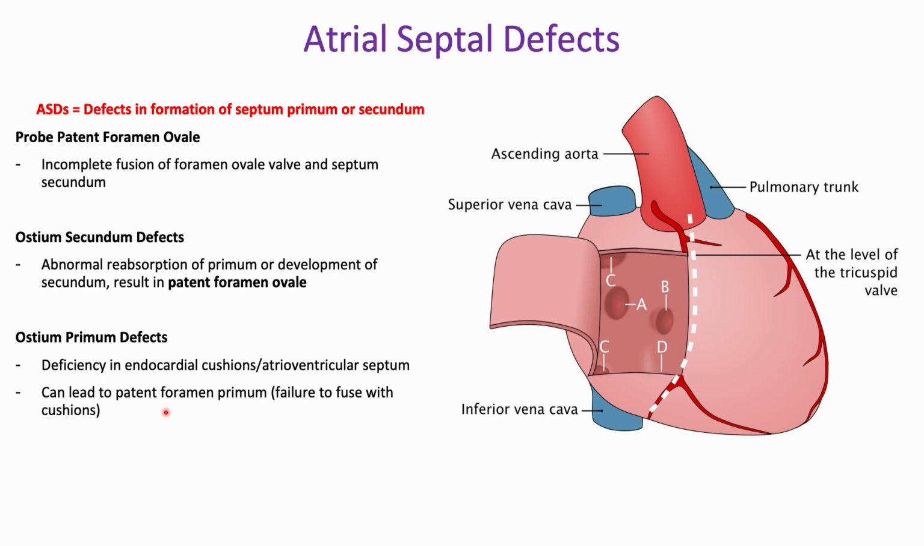Okay, so this again, the septum primum, remember, is coming down, fusing with the endocardial cushions. When it fuses, the foramen primum should completely go away. But if that does not happen, the endocardial cushions don't form, the atrioventricular septum doesn't form correctly, then you're going to get a patent foramen primum. Okay, so these are just different flavors of the same thing.